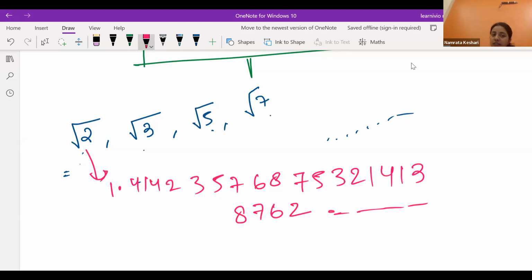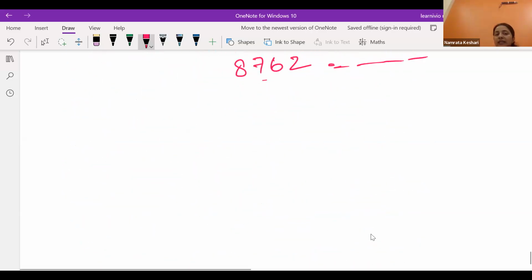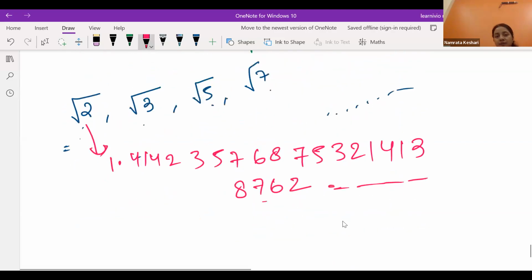So root 2, root 3, root 5, root 7, then root 6, then root 8 also, then not root 9, root 10. These are the numbers which will give you such a decimal number when you use the long division method. So these are irrational numbers. Today we are going to discuss how to locate these numbers on the number line.